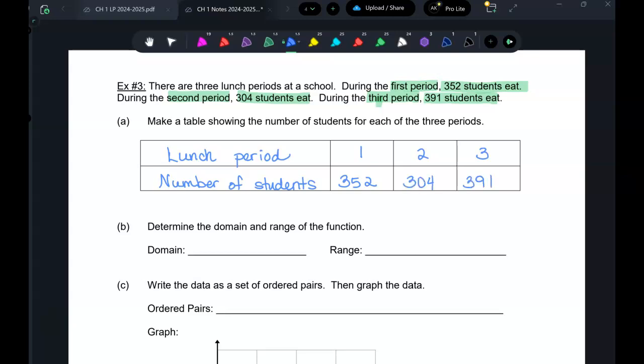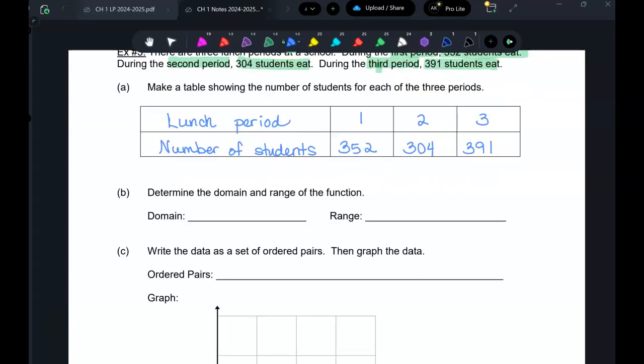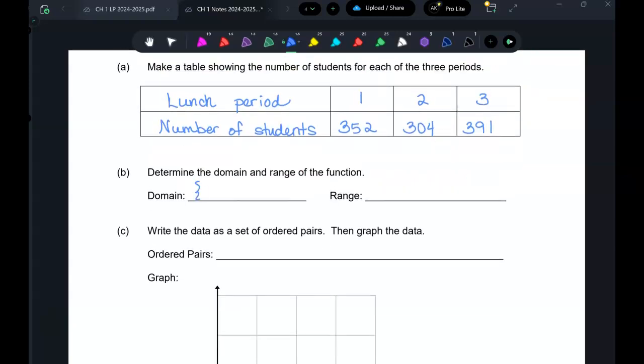Good stuff, Evan. Great. Okay, can I borrow a pencil, please? Yes. Stop copying me. And the domain is 1, 2, 3, and the function is all those other numbers. I genuinely don't know, I'm confused.